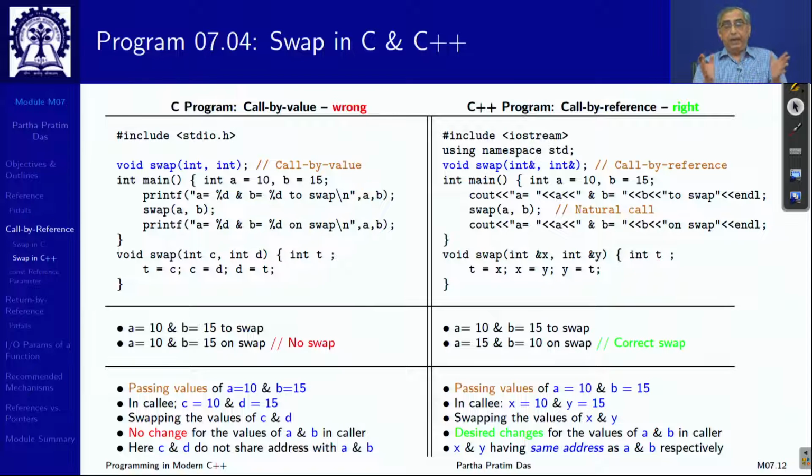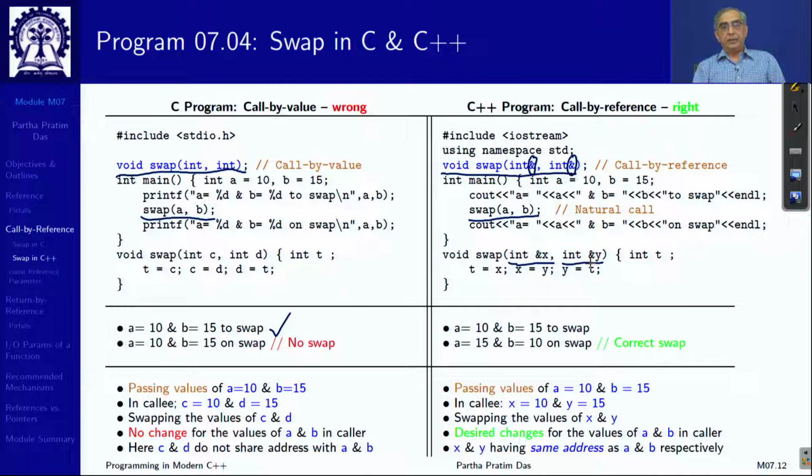So, now let us compare this with C++ and using reference. On the left again is the original C function which has call by value, the swap, and it cannot swap. Now, I write it in C++, instead of having call by value parameters, now I have reference parameters. So, instead of int, I write int ampersand, and then I call swap.